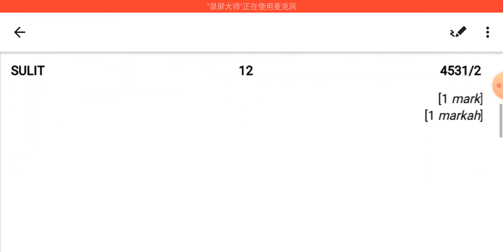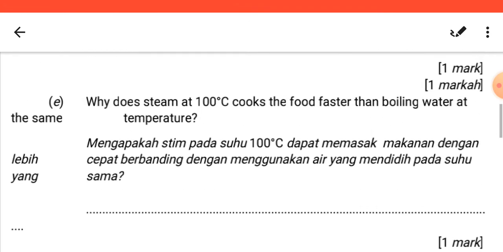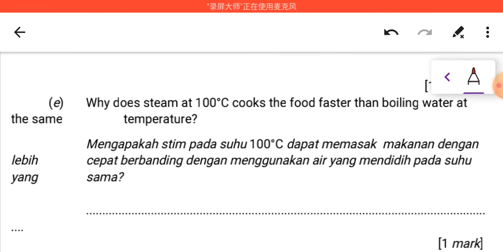So done. These are the things that you need to learn, and if you encounter this question again, you can answer this. Why does steam at 100 degrees cook food faster than boiling water at the same temperature? Why can steam cook the food faster than the hot water? Of course, steam contains more heat energy than water, so it can transfer more heat energy to the food than the water.